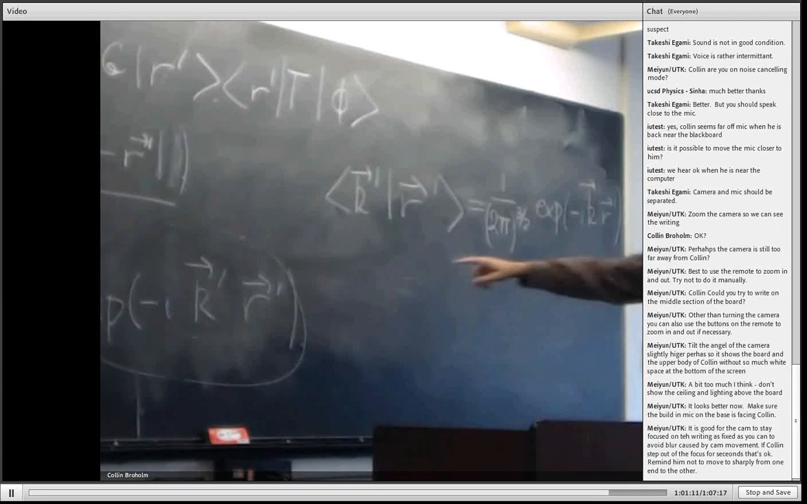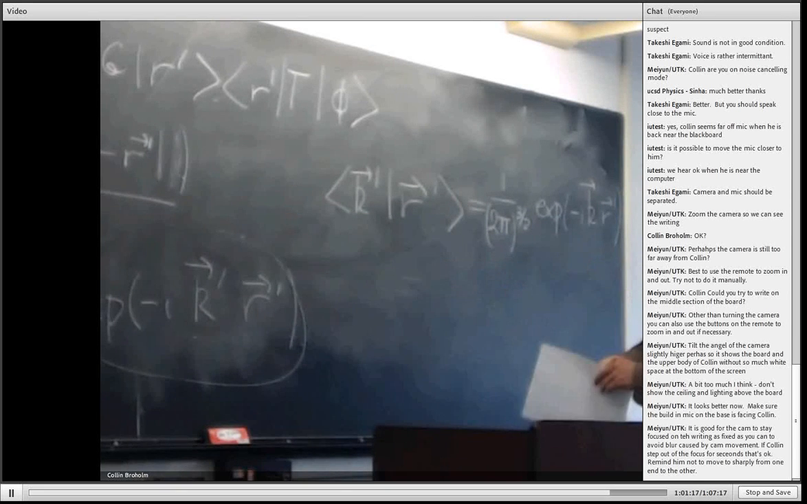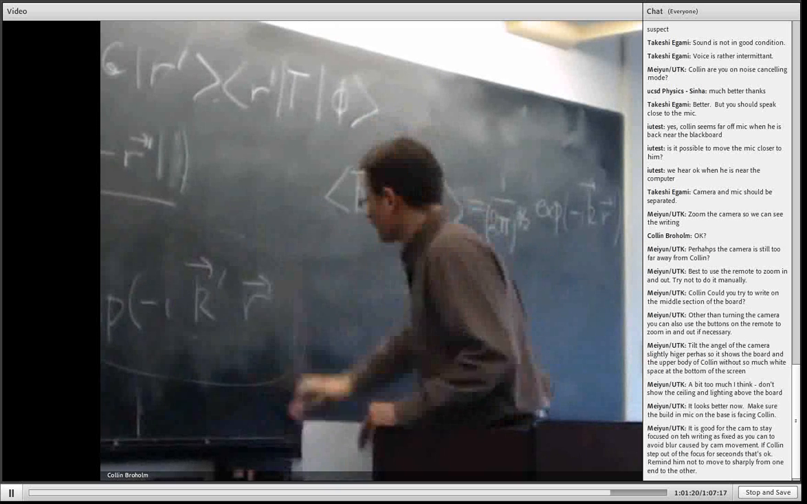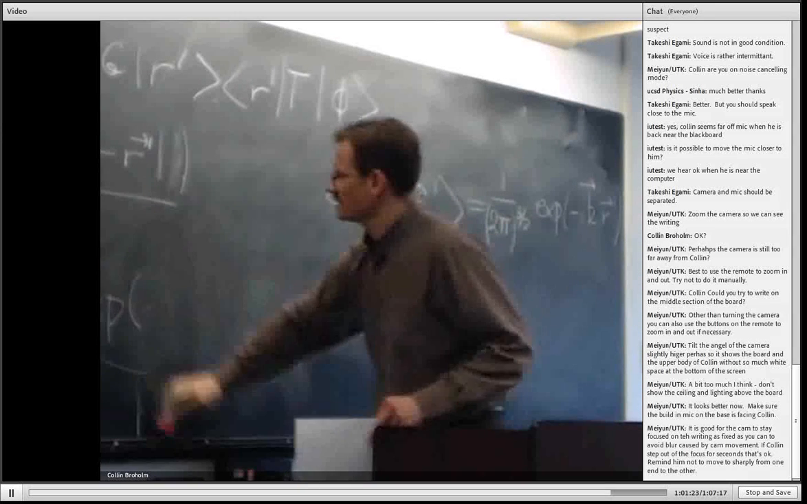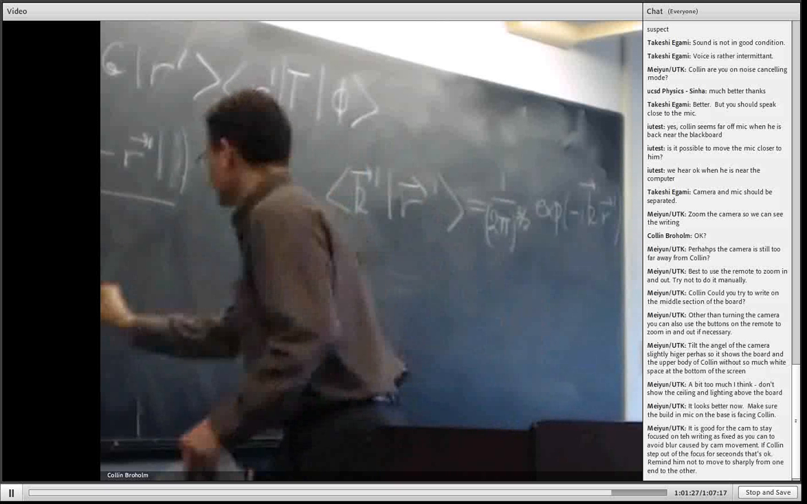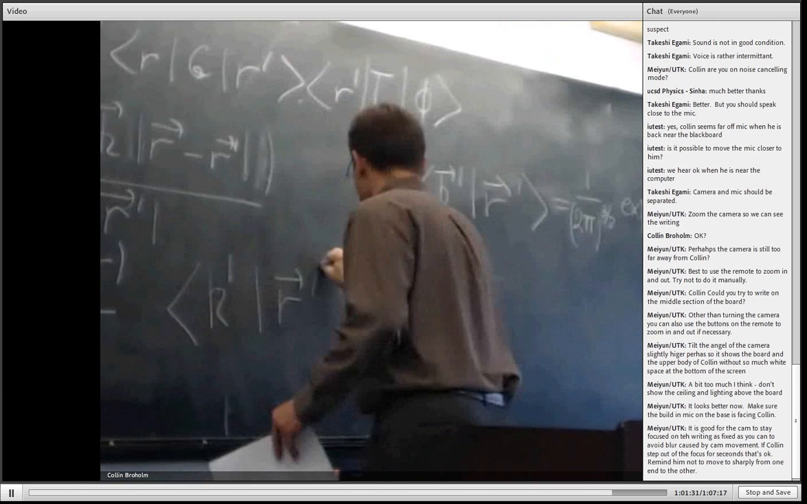Now you see that I only have the exponential part of it showing up, so I better multiply by that on both sides. And so I can actually rewrite this thing in the following way. So replace this with, replace that with a k prime r prime.